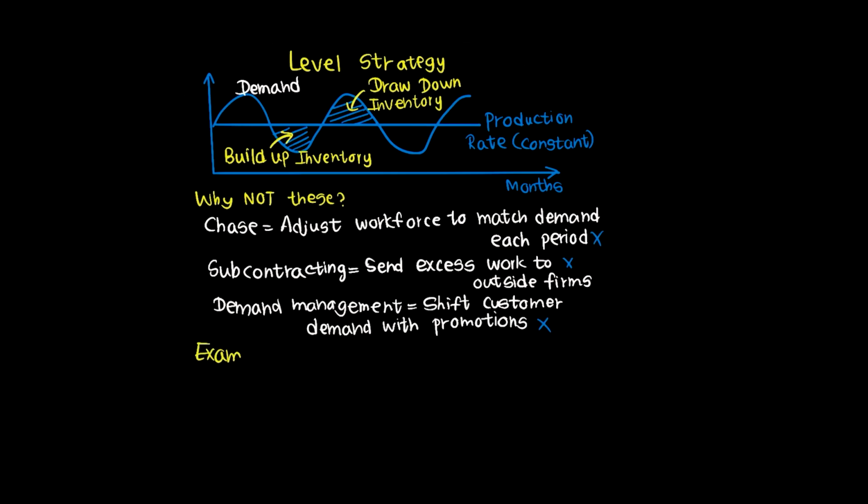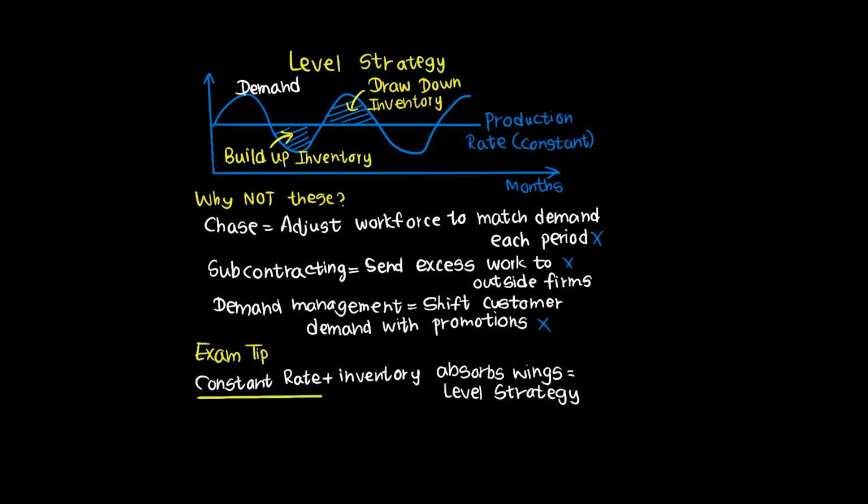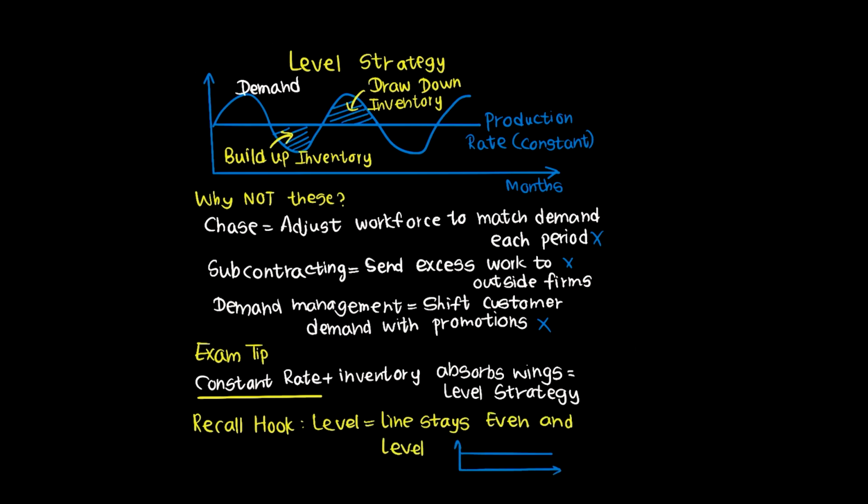Here's a WGU C215 OA exam tip for you. When the question says constant production rate, steady workforce, and inventory build-ups and drawdowns, that is the level strategy. Quick recall hook. Level equals the production line stays even and level.